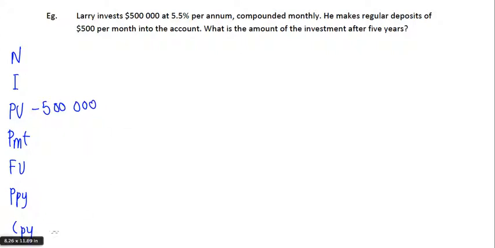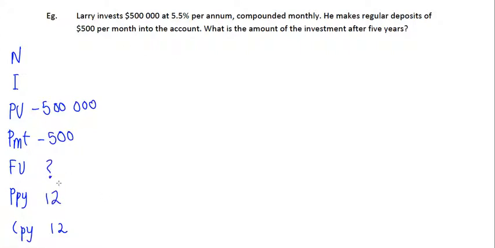It's compounding monthly, so that's 12 in a year. He makes regular deposits of $500. So if he's giving it to the bank, again, negative. So both of these will be negative when you add to an investment. And that's per month, so that's 12 in a year.